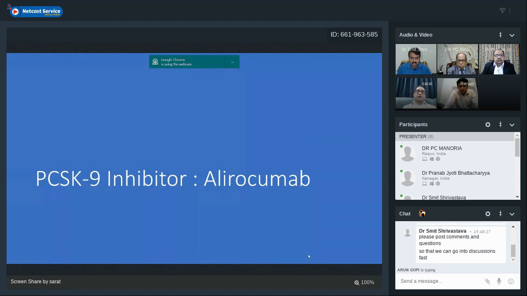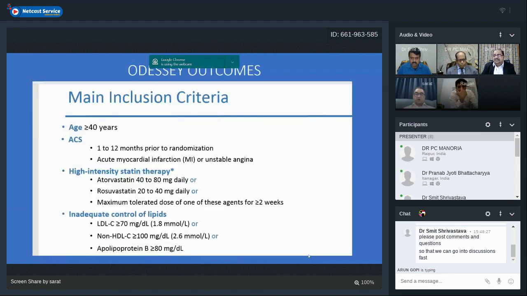Now, naturally, we need to look at the data of the alirocumab trial because this agent is available abroad, but somehow, for whatever reason, Sanofi has not brought this agent to India. And this trial also, the ODYSSEY OUTCOMES trial, is a very, very positive trial. It's also a trial that was done almost on similar lines as the FOURIER trial, but with some important differences.